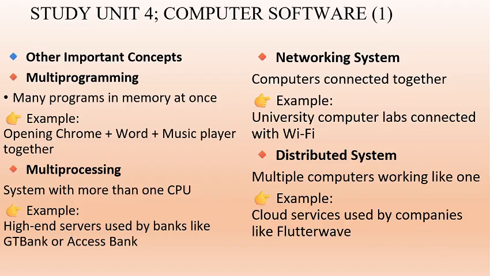Then the third one is the networking system. Networking means computers that are connected together. An example is university computer labs connected with Wi-Fi. You have like 50 computers, and the computers are connected to just one Wi-Fi. So they are networking the system. They are connecting computers together.